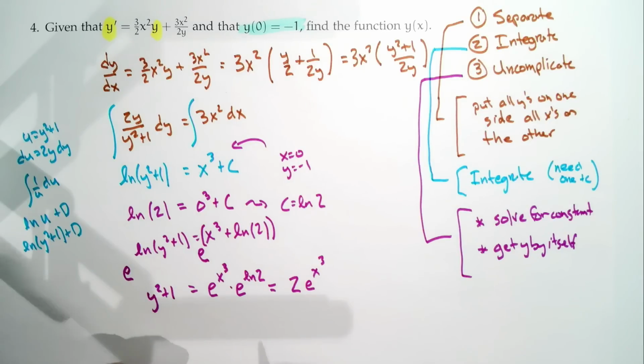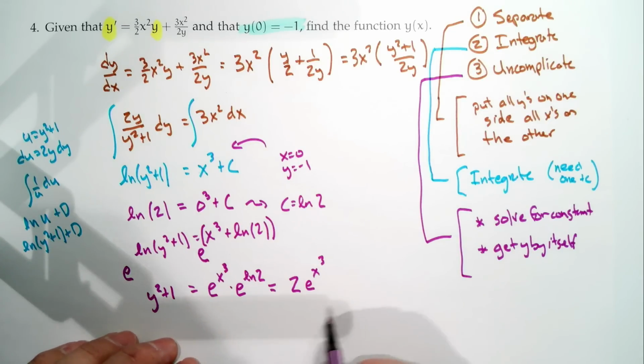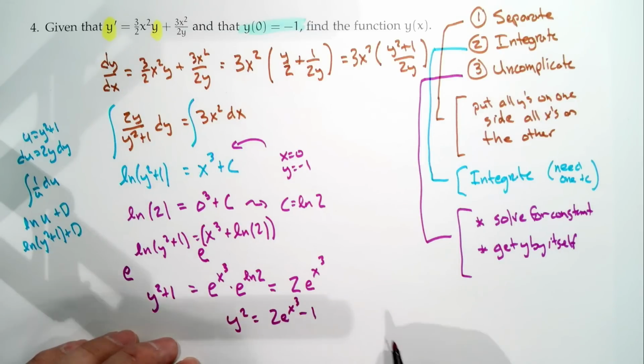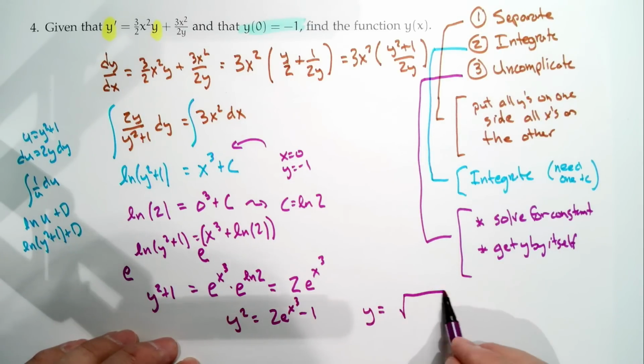All right, so we're almost there. See, we're getting close. We're sort of just chipping away at it. So what is y squared? Well, that's 2e to the x cubed minus 1. And finally, we take the square root. So y is the square root of 2e to the x cubed minus 1.